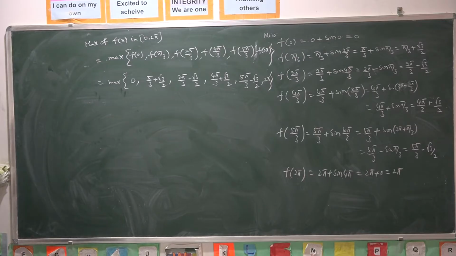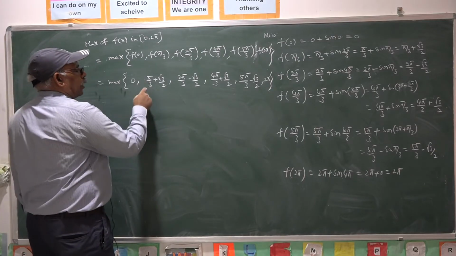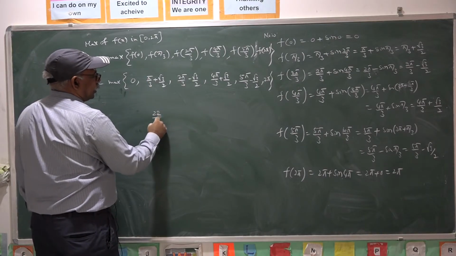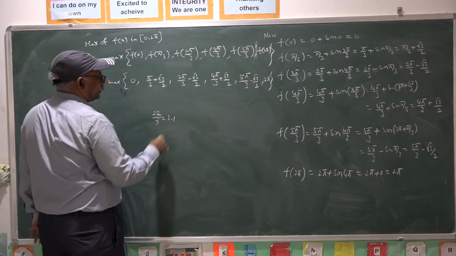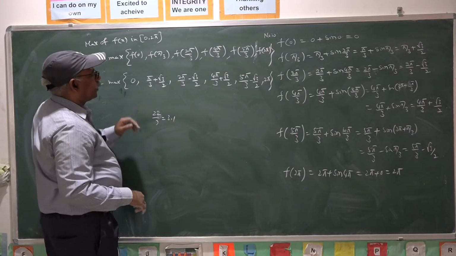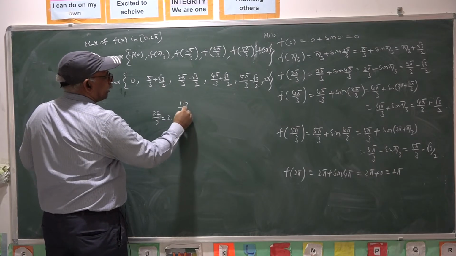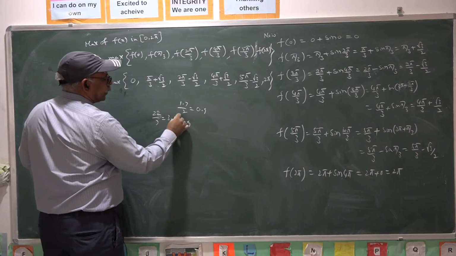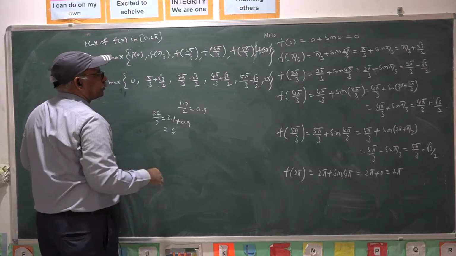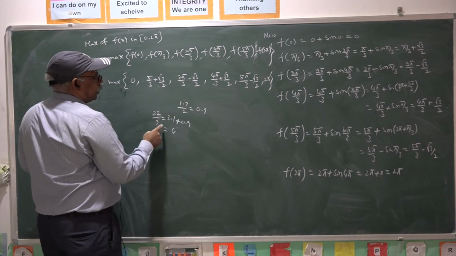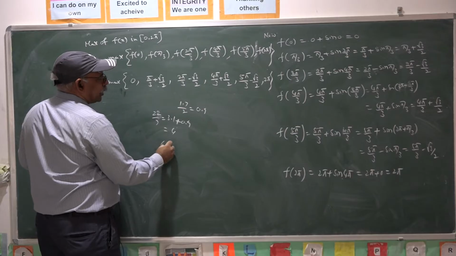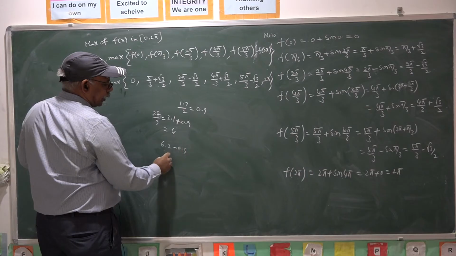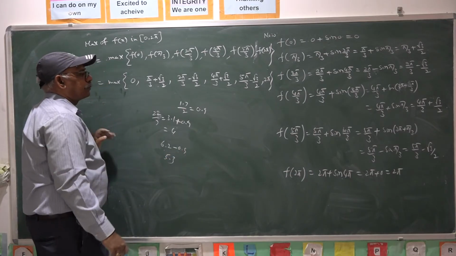Take pi as 22 by 7. This is nearly 3.1. Root 3 is 1.7, by 2 is nearly 0.9. So adding 0.9 here, this is nearly 4. Taking this value, 2 pi means 6.2 minus 0.9, nearly 5.3.